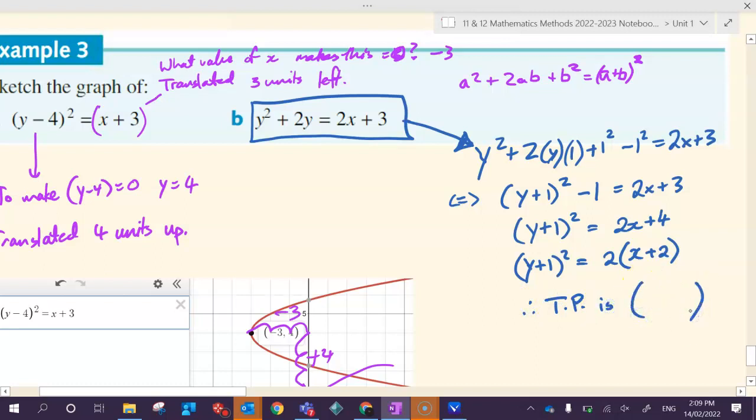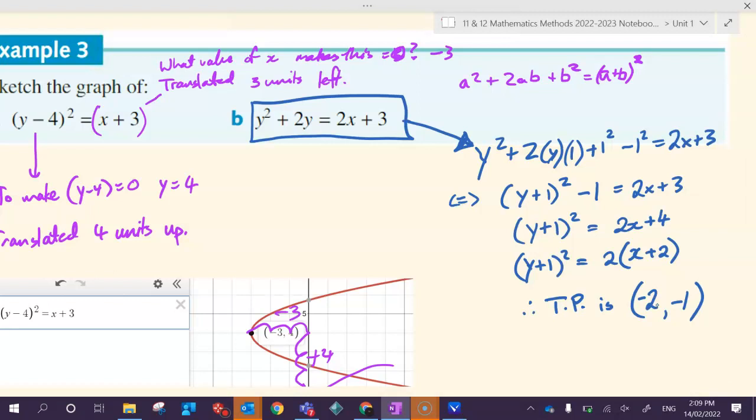So what are the points where this relation is going to have a turning point? Where is it going to turn around? Well, we know the y value because it's y plus 1. It's happening inside the brackets. So it's going to be at negative 1. x has plus 2 inside the brackets, so it's going to shift 2 to the left. The turning point is going to be at negative 2. And so this relation is going to be a parabola turned on its side, and the turning point is going to be negative 2, negative 1.